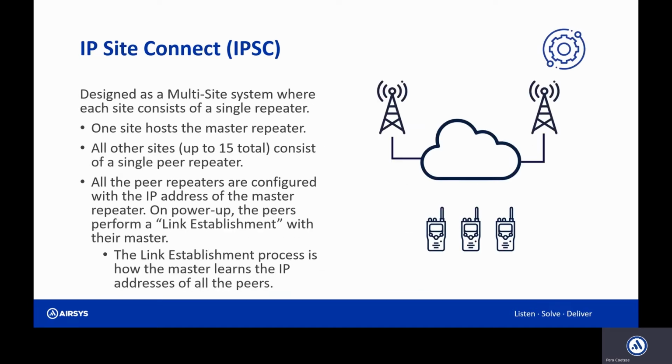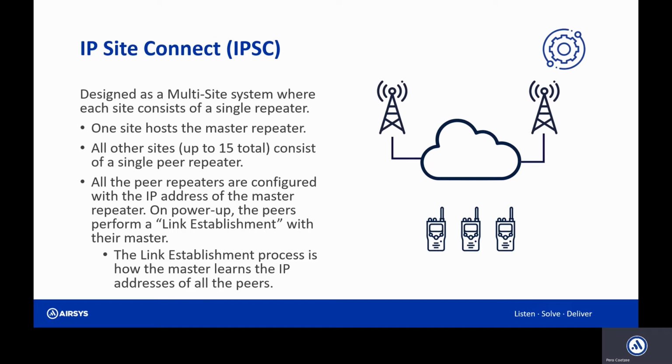So what is IP Site Connect? IP Site Connect is a multi-site system where you can connect various repeaters together via IP, and you can roam seamlessly with subscriber radios between the sites. The system will consist of one master repeater, which is the case with all Motorola Turbo systems, and you can have a total of up to 15 sites or repeaters. One master repeater and the rest will all be peer repeaters.